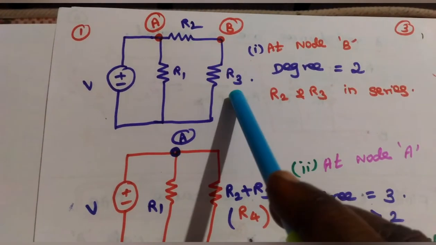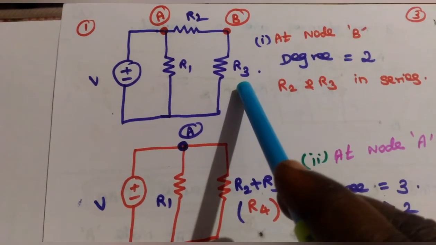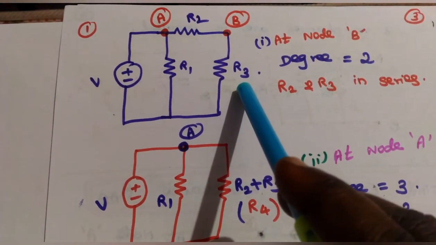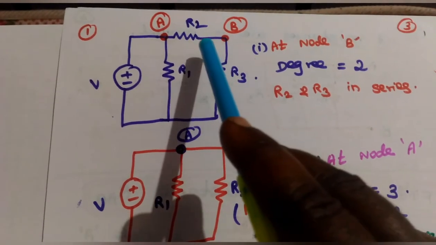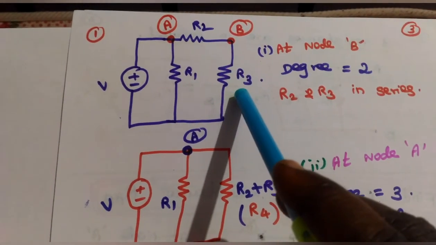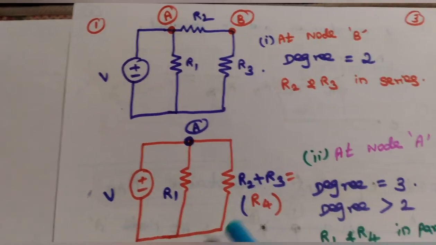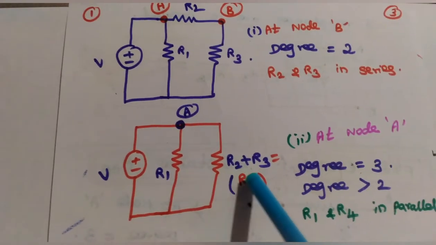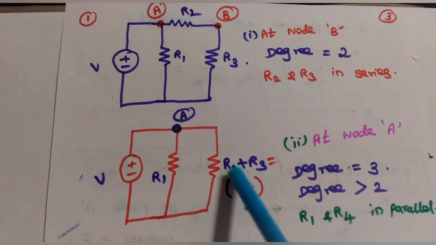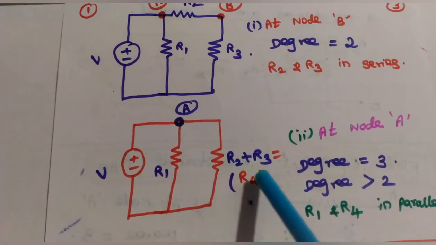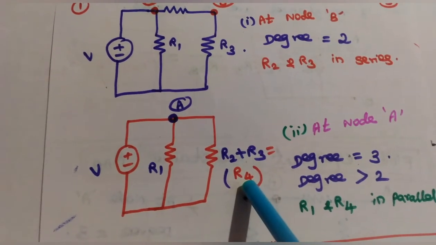Now R2 and R3 are connected in series because the degree of the node B is 2, so the elements are in series. To simplify the resistances R2 and R3 by the series combination formula, just add the elements, so that we get one equivalent resistance R2 plus R3. Consider that to be equal to R4.